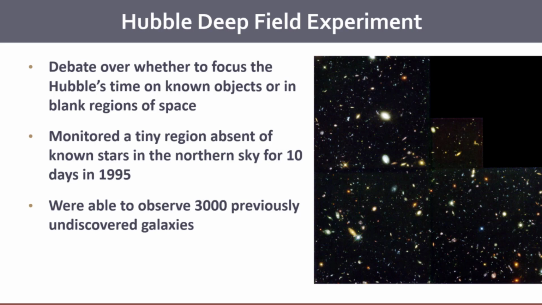Because this has often been the most profitable: focusing on areas where there's little stuff there, accumulating either light or photons or ions, in the case of mass spectrometry, for a long period of time to then be able to sample those things.